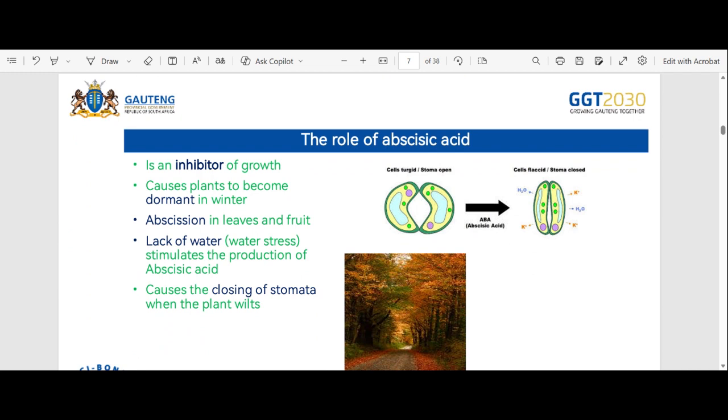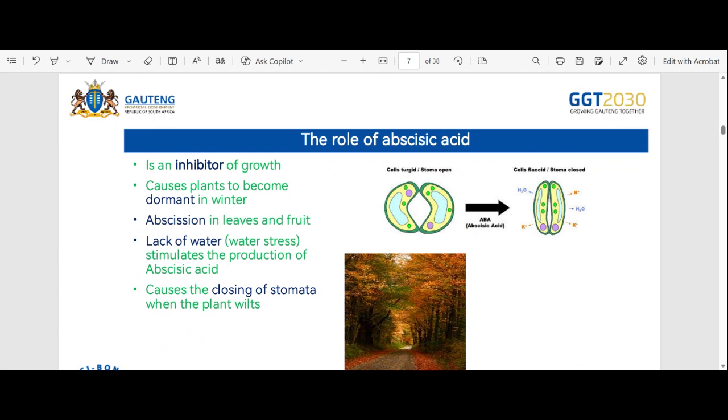Number two, it causes the plants to become dormant in winter. So it causes the plant not to grow, not to produce fruits, not to do anything in winter, right? And also it promotes the abscission of leaves and fruits. Remember, we said abscission is when the leaves and the fruits fall off. You see this phenomenon during autumn most of the time, right?